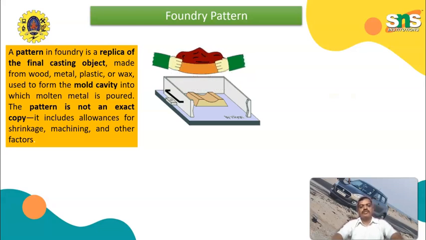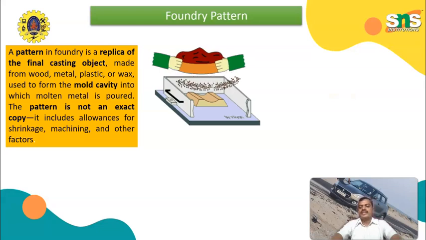Next is foundry pattern. A pattern is a model used to make a mold cavity. The types of foundry patterns include single piece pattern, split pattern, match plate pattern, cope and drag pattern, loose piece pattern, and sweep pattern. These are the different types of patterns.